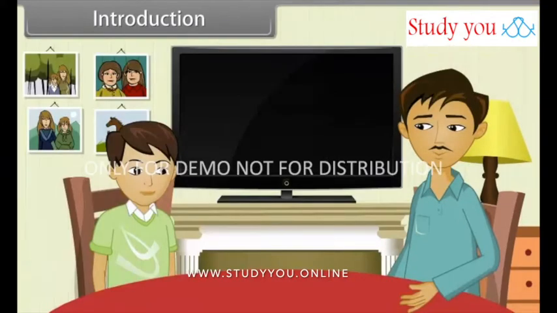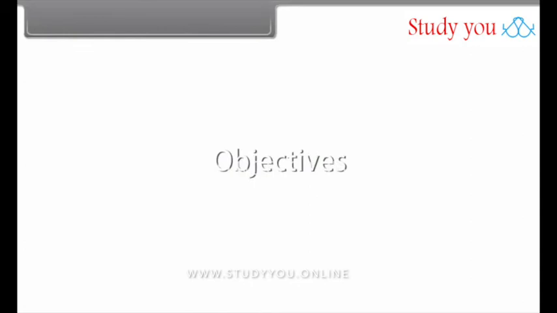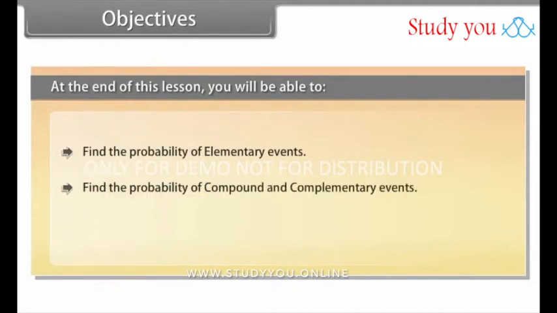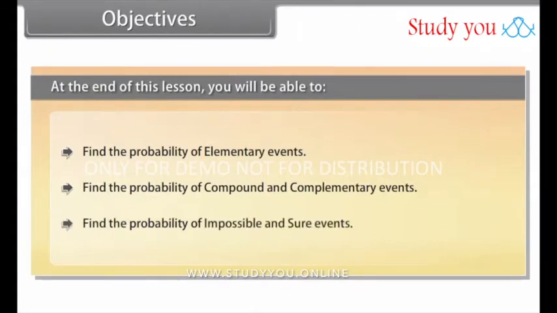match. What is probability? In this lesson, you will learn how to find the probability of various events. Objectives. At the end of this lesson, you'll be able to find the probability of elementary events, find the probability of compound and complementary events, find the probability of impossible and sure events.